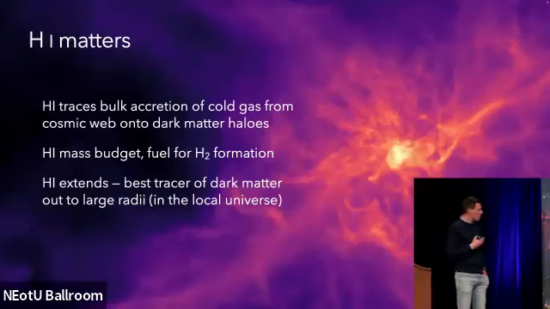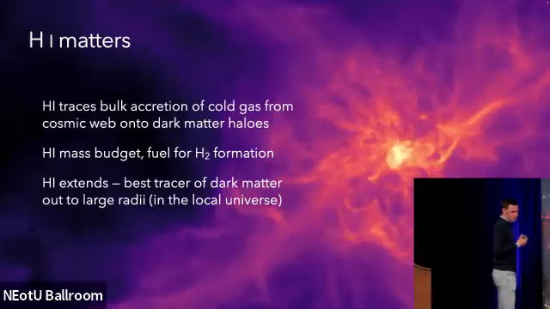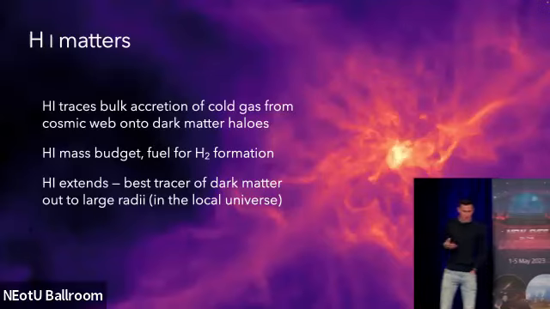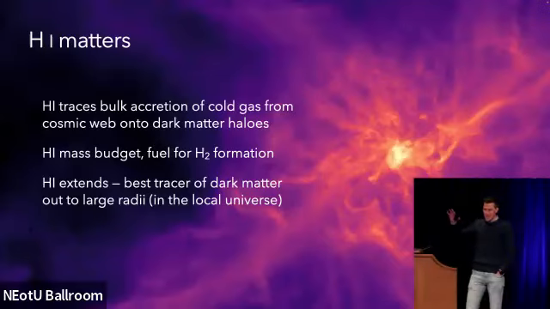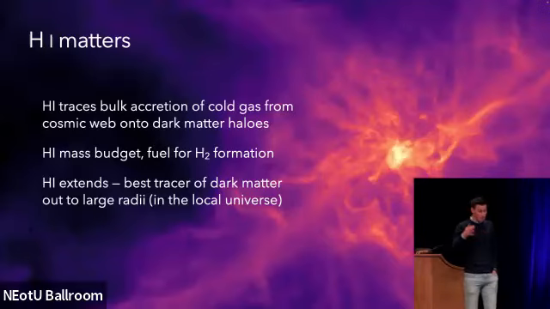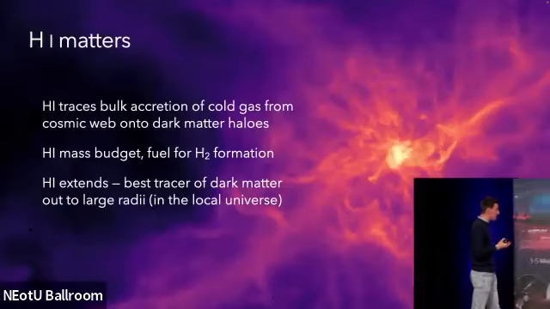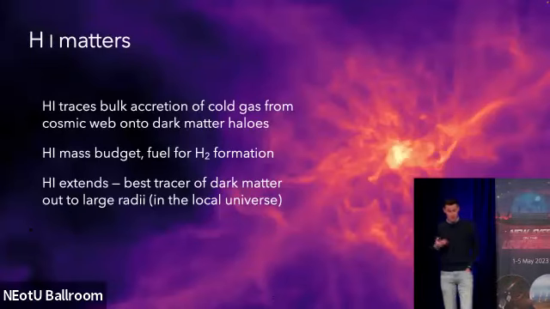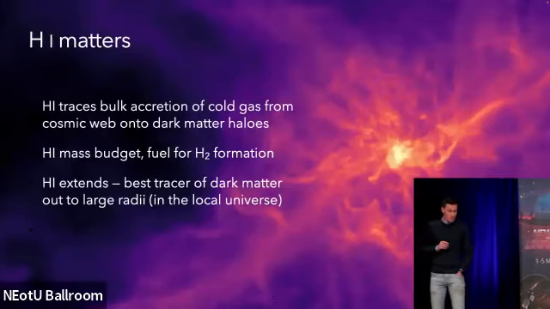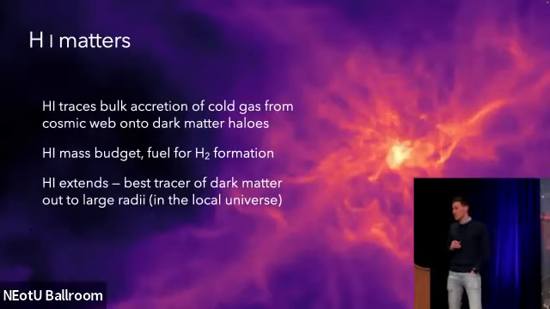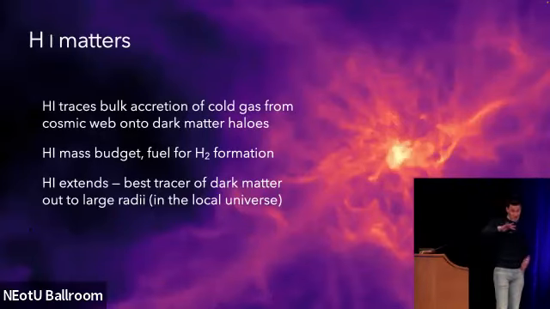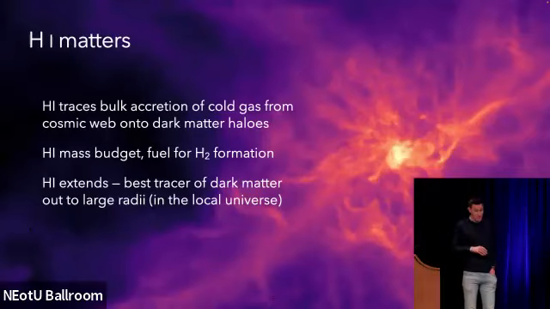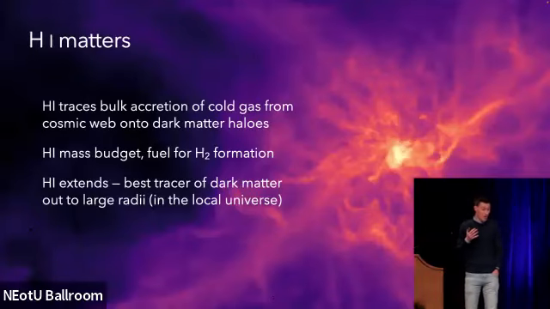Okay, so the atomic gas plays an important role as well, and the H1, because the H1 is actually what gas accretes from the cosmic web into the halos, and then cools into the H1 reservoir. H1 is the mass budget from which the H2 that fuels the star formation actually forms. Also, in the local universe, the H1 is extended on much larger scales than the H2, as many of you know, and this means that it's a much better tracer of the dark potential and the dark matter out to large radii.